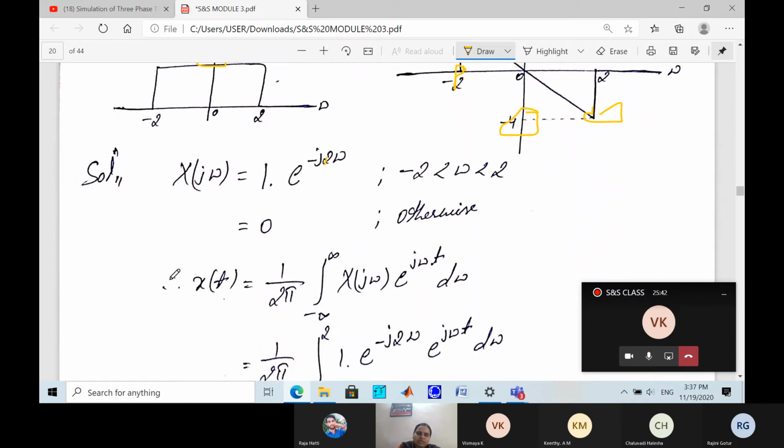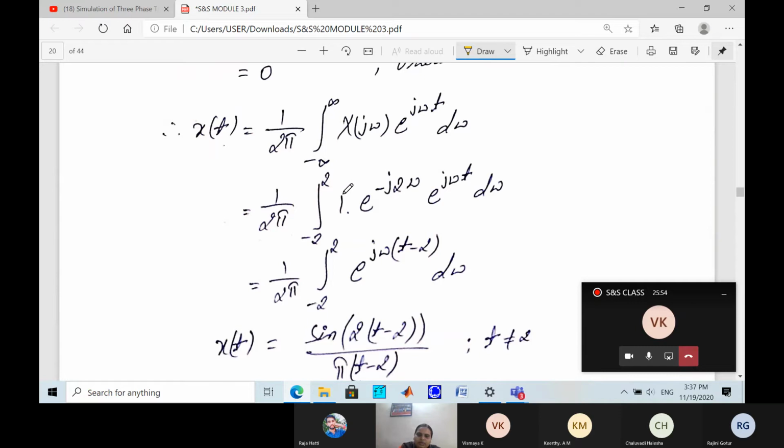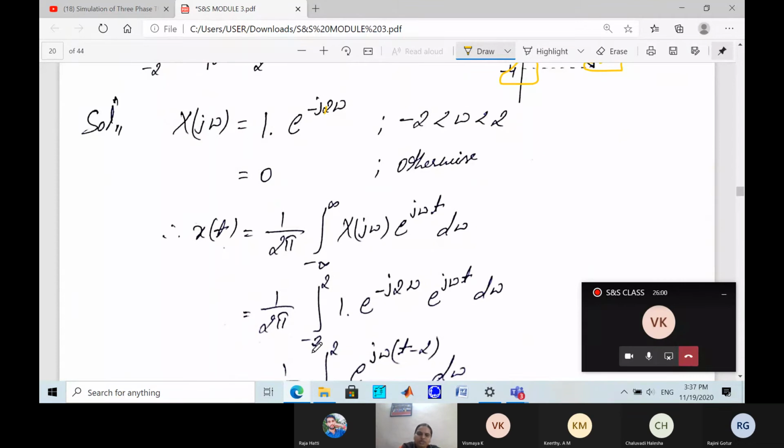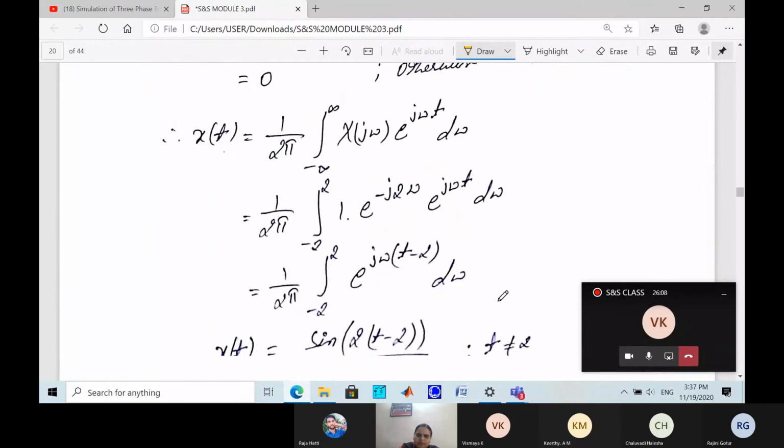Then use the equation, that is x of t is equal to 1 divided by 2 pi integration minus infinity to plus infinity X of j omega into e raised to j omega t d omega. Substitute the equation here, and the limit varies from -2 to +2, e raised to minus j 2 omega into e raised to j omega t into d omega.